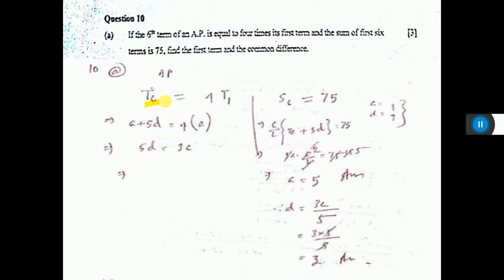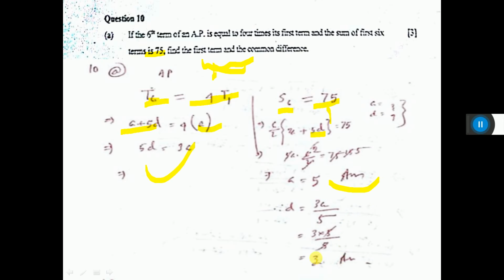This one, sixth term given equal to 4 into first term. So first term you consider a, let a equal to first term, d equal to common difference, then write t6 equal to 4 into t1. T6 formula a plus 6 minus 1 into d, first term is a, so one equation you are getting, and given S6 equal to 75. Here S6 formula you write, that is n by 2, that is 6 by 2 into 2a plus 6 minus 1 into d, that is 5d equal to this. From here you are getting a.